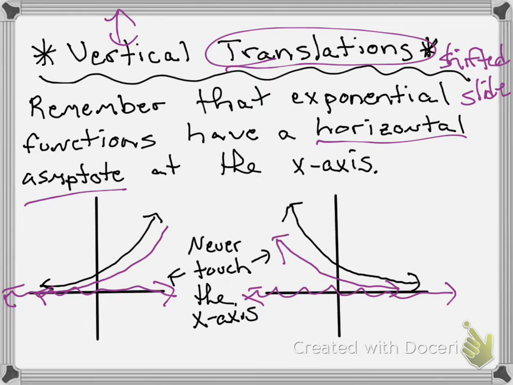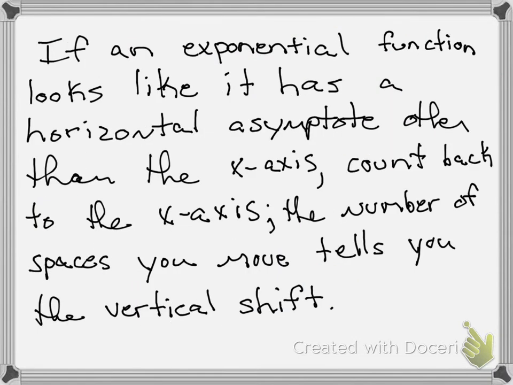When you have a vertical translation, that asymptote gets shifted along with the graph itself, okay? So what you've got to remember is all that has happened is your graph has been shifted, and you just have to figure out how far it has been shifted and then count back to the x-axis. The number of spaces that you move will tell you the vertical shift. It will tell you how far you've moved up or down. So let's actually look at an example here.